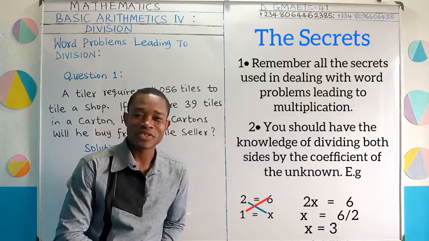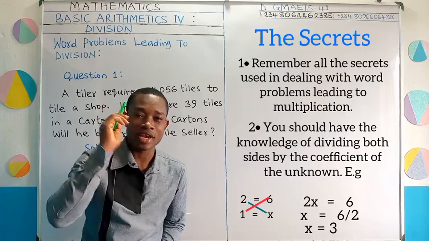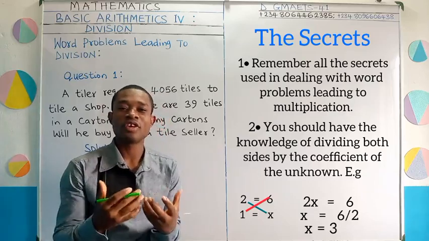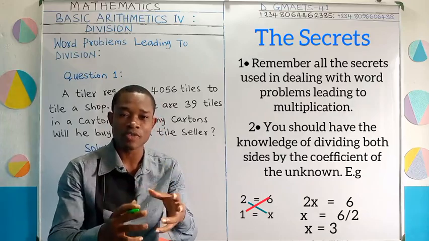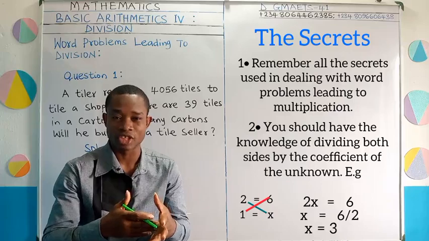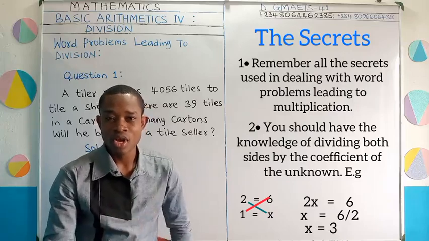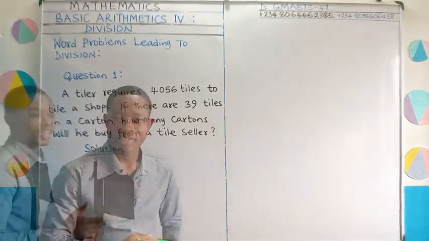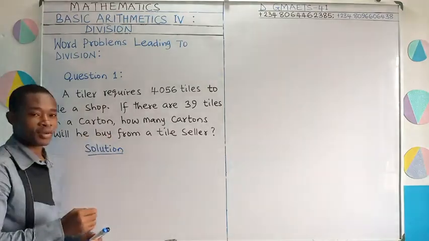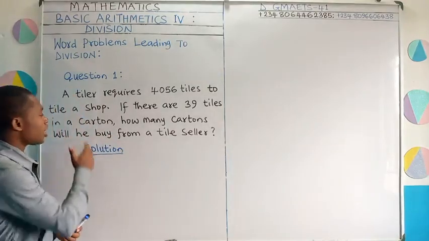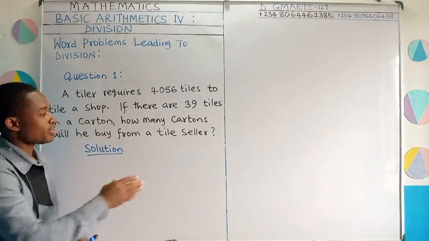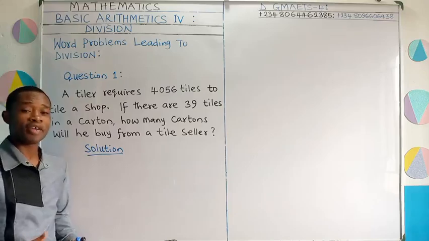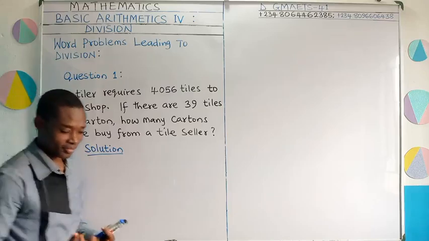Having reminded you of this secret we learned under word problems leading to multiplication, and of course introduced a new secret you need as we move on into word problems leading to division, I present to you our very first question, number 1. A tiler requires 4,056 ties to tie a shop. If there are 39 ties in a carton, how many cartons will he buy from a tie seller?